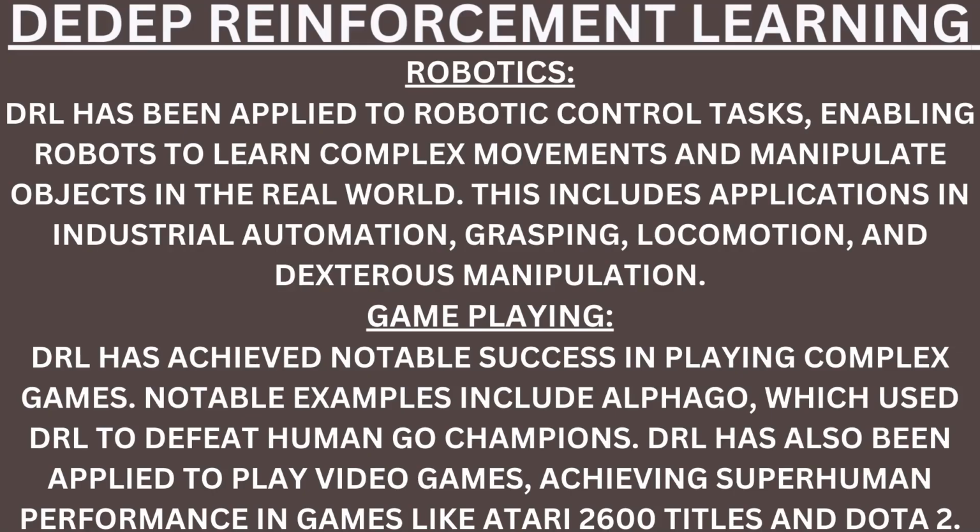Robotics. Deep reinforcement learning has been applied to robotic control tasks, enabling robots to learn complex movements and manipulate objects in the real world. This includes applications in industrial automation, grasping, locomotion, and dexterous manipulation. Game playing. DRL has achieved notable success in playing complex games. Notable examples include AlphaGo, which used deep reinforcement learning to defeat human Go champions.